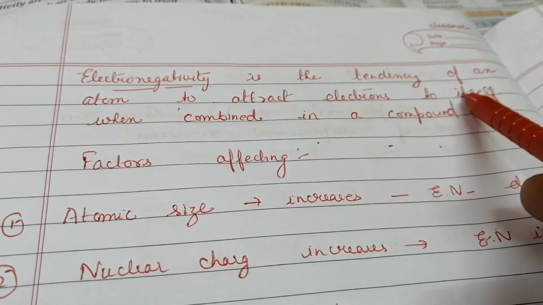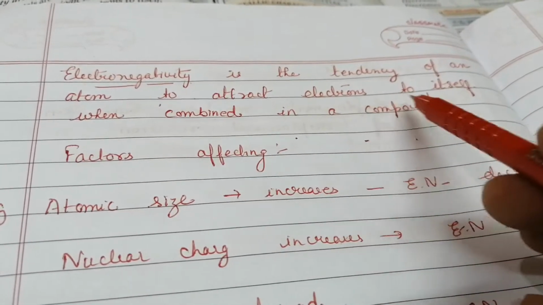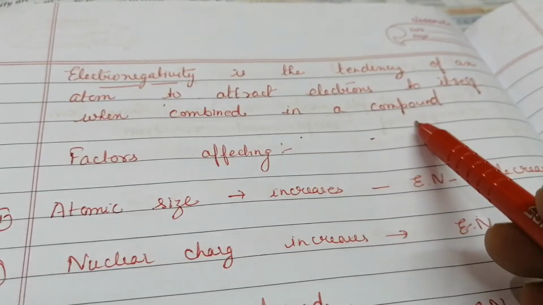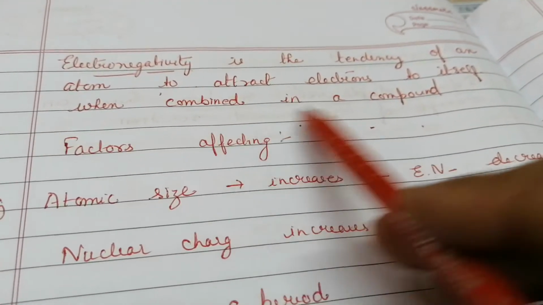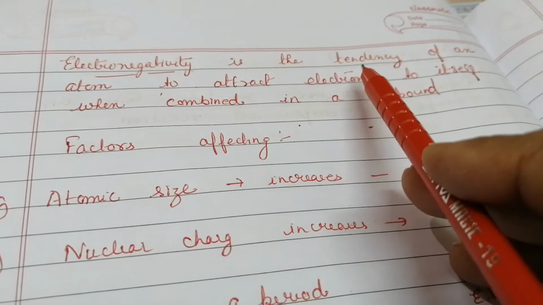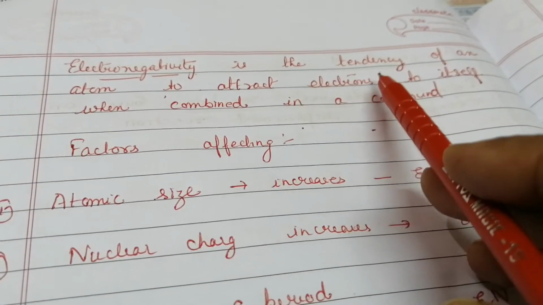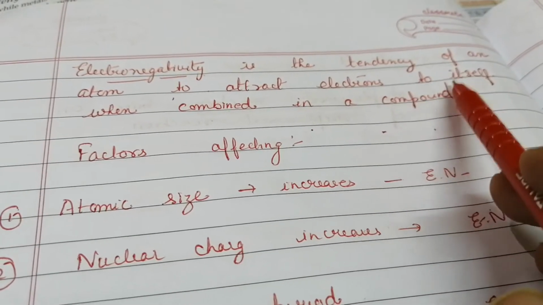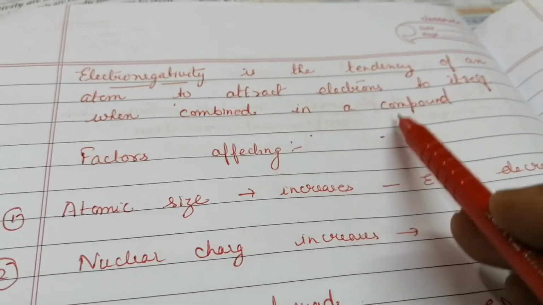Electronegativity is the tendency of an atom to attract electron towards itself when combined in a compound. This is a very important term here. It is not the amount of energy required or released. It is the tendency of an atom to attract electron towards itself when combined in a compound.